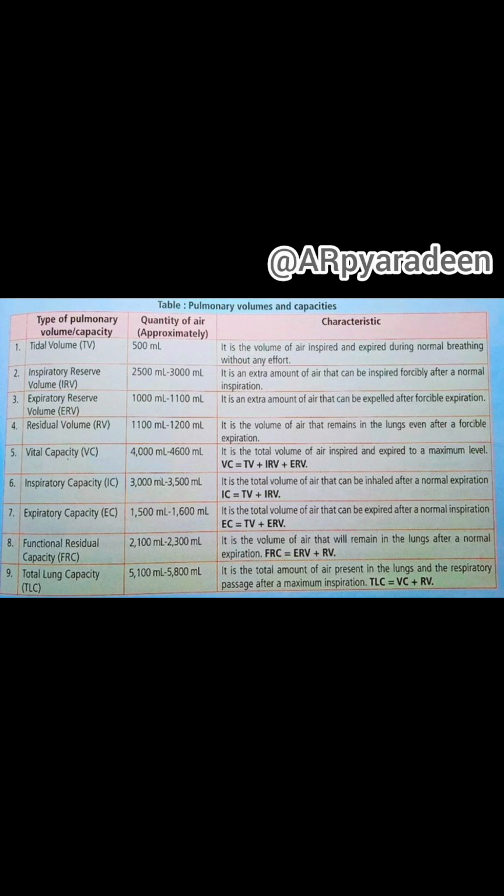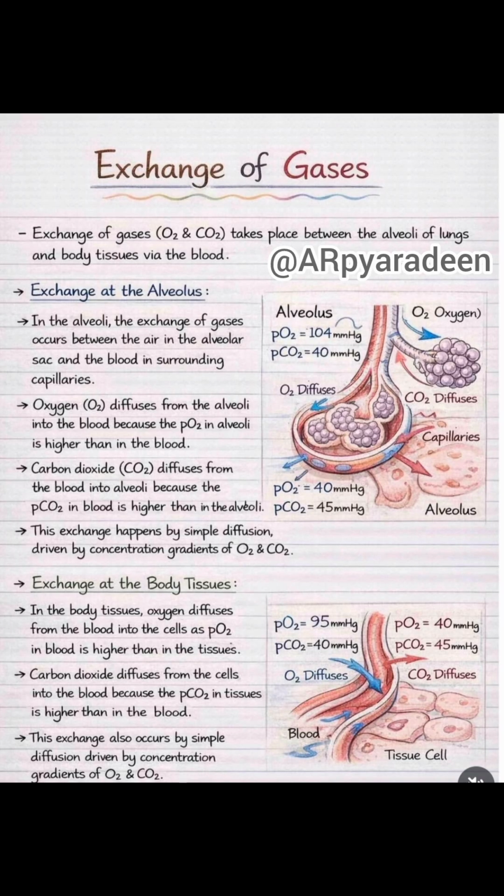Coming to the next, inspiratory reserve volume. Additional volume of air a person can inspire by a forcible inspiration. This average is 2500 ml to 3000 ml. Next, expiratory reserve volume. An additional amount of air a person can expire by a forceful expiration. This average could be 1000 ml to 1100 ml.